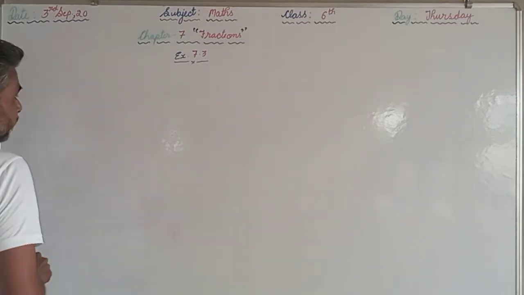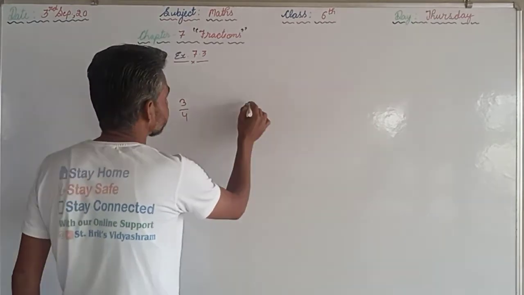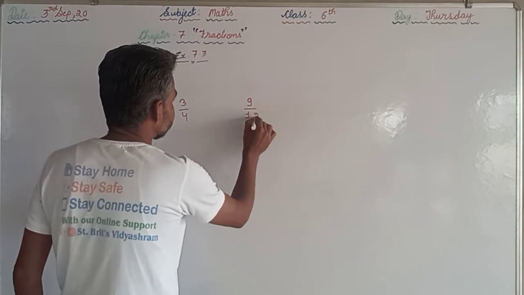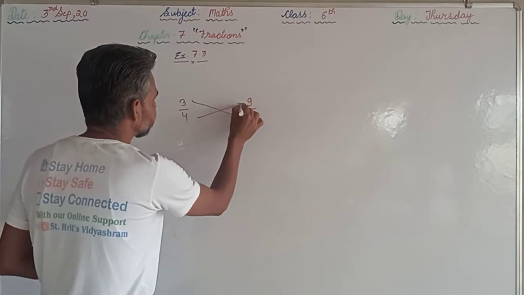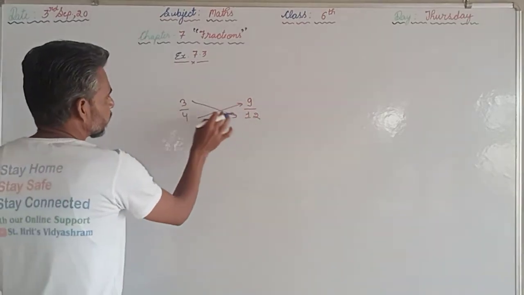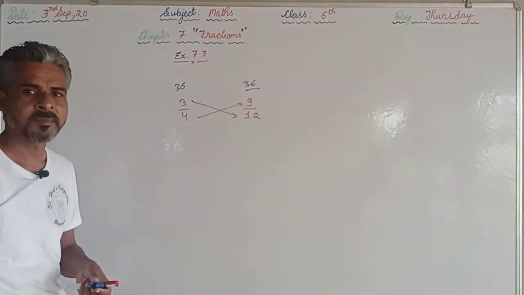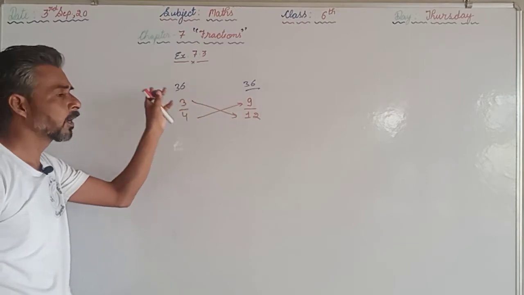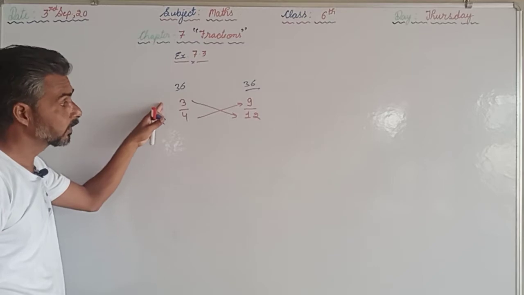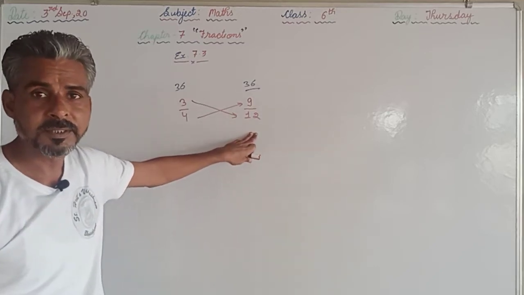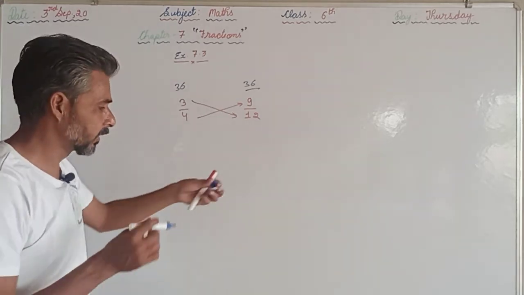And one more thing, here we found that 3/4 and 9/12 are equivalent fractions. How to check? We can cross multiply. 12 threes are 36, 9 fours are 36. You will find the same number after multiplying diagonally, means numerator of one fraction with the denominator of the second fraction. If you multiply, you will get the same number. If you get the same number, then the fractions are equivalent.